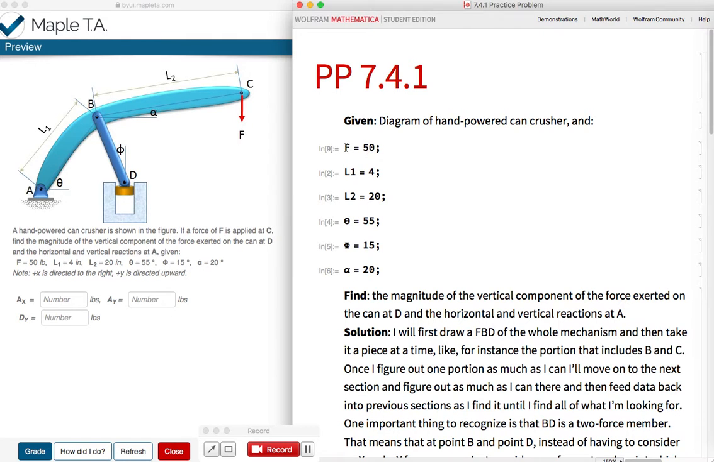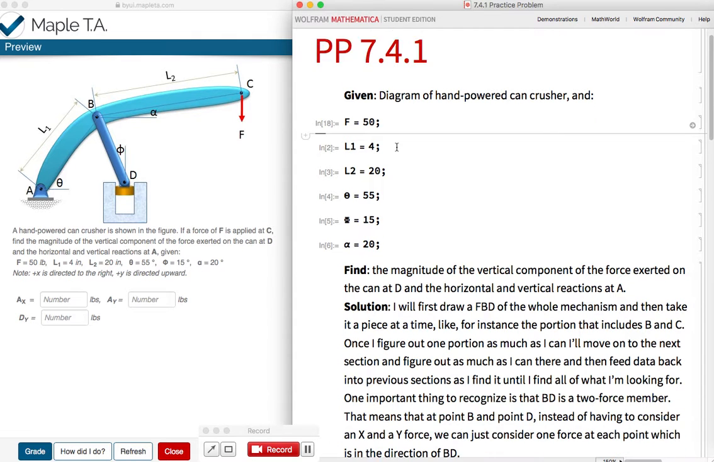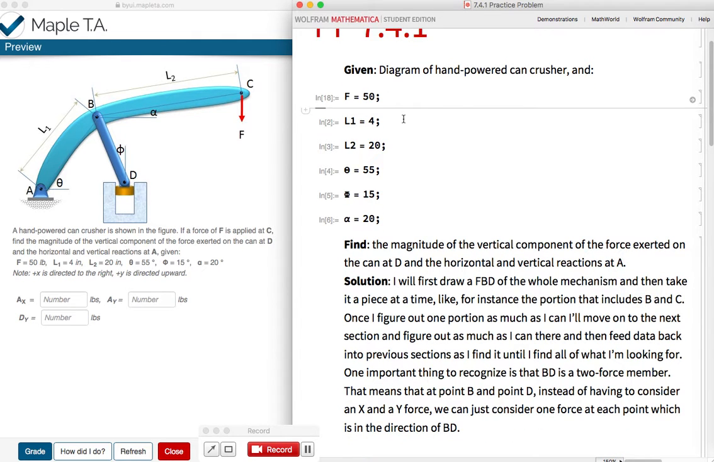We've got our given values here. We've entered those. F is, in this case, 50. L1 is 4. L2 is 20. Theta is 55. Phi is 15, and alpha is 20. And remember, just hit Shift Enter to get those to evaluate. I've already gone through and done it, so I've already hit Shift Enter. They would be blue beforehand if I hadn't done that.